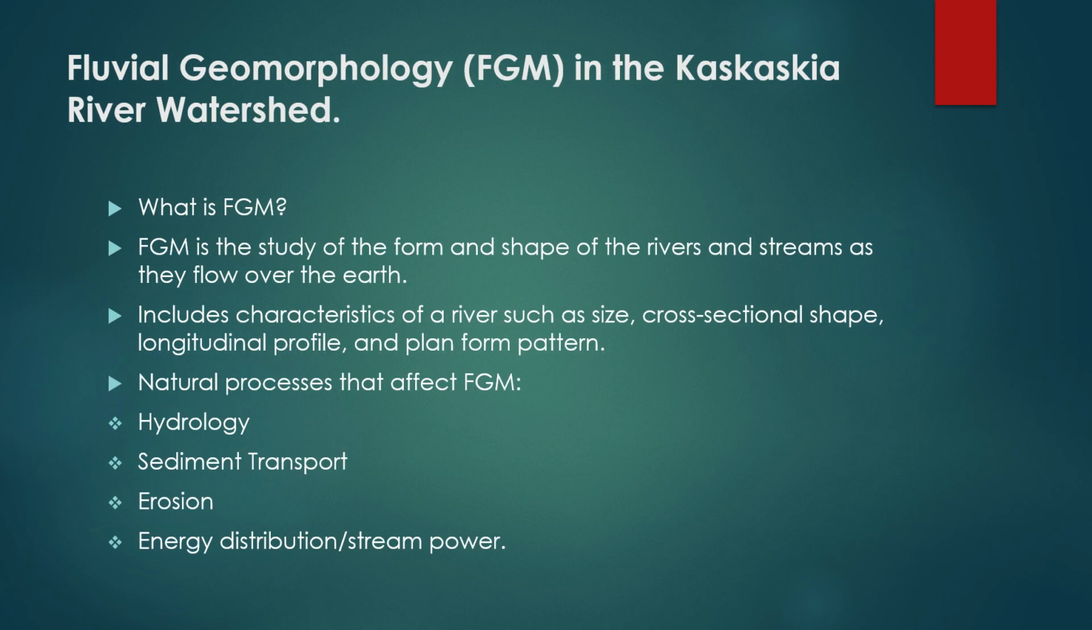And then what is fluvial geomorphology? So going into the fluvial geomorphology of the Kaskaskia River watershed. Of course, this is one of the topics in this course that we learned. Fluvial geomorphology is the study of the form and shape of rivers and streams as they flow over the earth. This includes characteristics of a river such as size, cross-sectional shape, longitudinal profile, and landform pattern. And there are various natural processes that affect it: hydrology, sediment transport, erosion, energy distribution, and stream power.